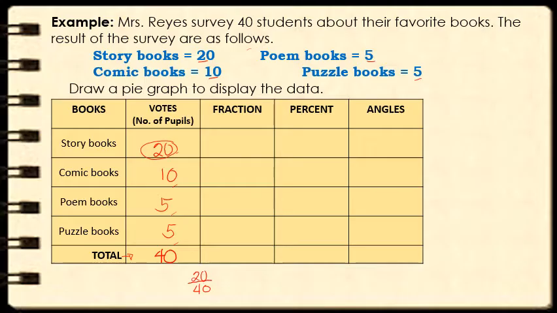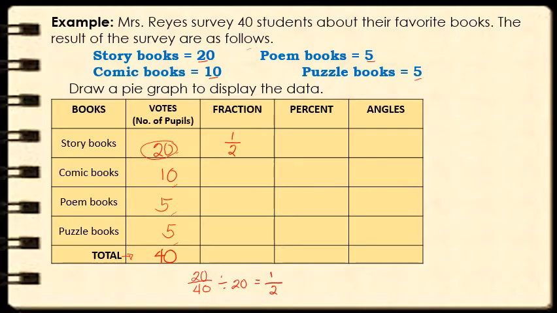Pero, ang isasagot natin dapat lagi is always in the lowest term. So, ibig sabihin, iisip ka ng kanilang GCF or greatest common factor. And the greatest common factor of 20 and 40 is 20. So, i-divide natin both the numerator and the denominator. So, 20 divided by 20 is 1. 40 divided by 20 is 2. Ibig sabihin, ang fraction form for 20 is 1/2. So, 1/2 ang isasagot natin dyan.